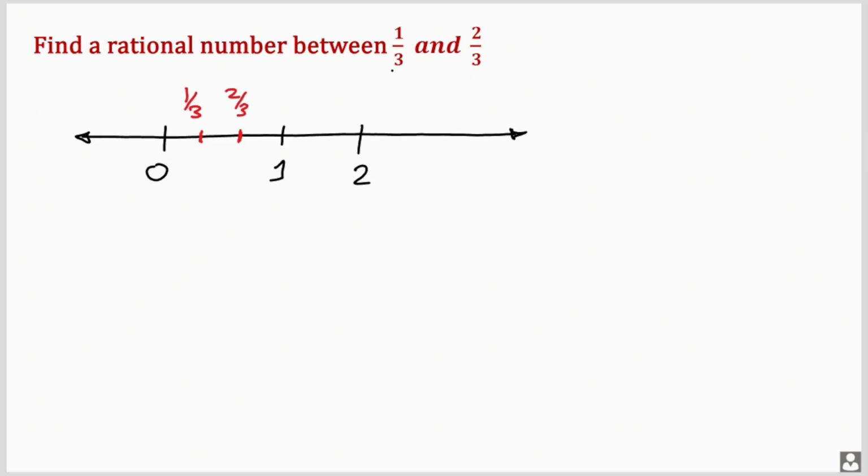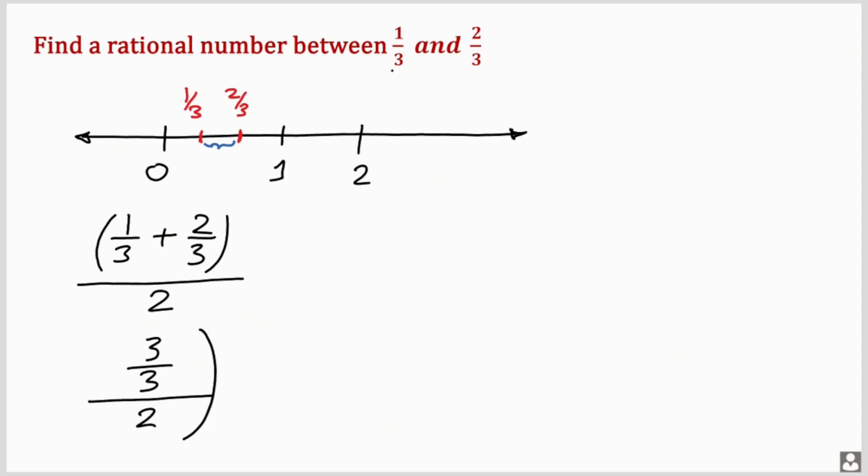Now find the number between 1 by 3 and 2 by 3. So how are we going to find it? We'll follow the same method. Add these two numbers, 1 by 3 plus 2 by 3, and divide by 2. The sum of 1 by 3 and 2 by 3 is 3 over 3, divided by 2, which is 1 by 2. So here we have got one number between these, which is 1 by 2. Let's give the name point P to this number. So P equals 1 by 2.